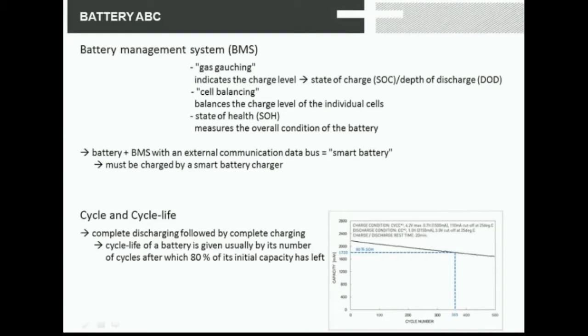Going back to the battery ABC, we do have cycle and cycle life. What do those names tell you? A cycle means a complete discharging followed by a complete charging. Cycle life of the battery is given usually in numbers of cycles, after which 80% of its initial capacity is left. We call that end of life.